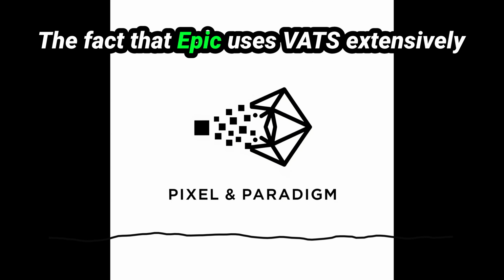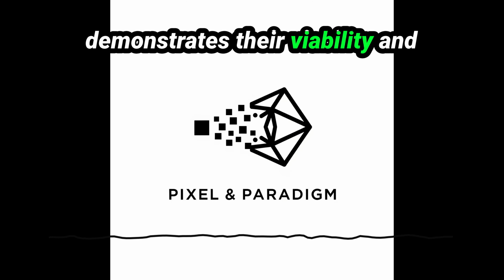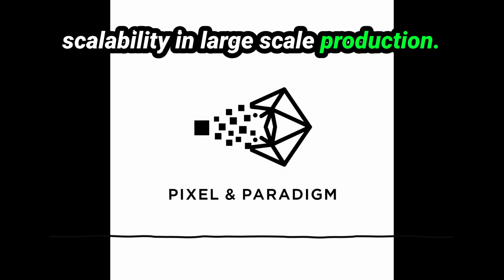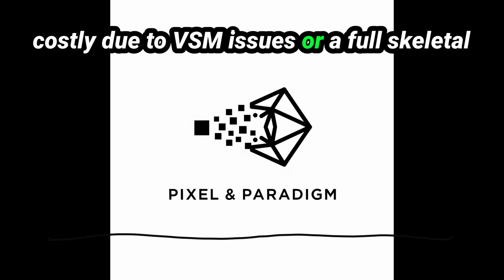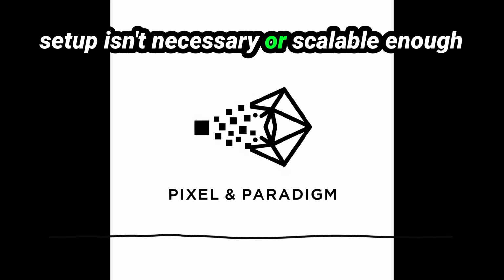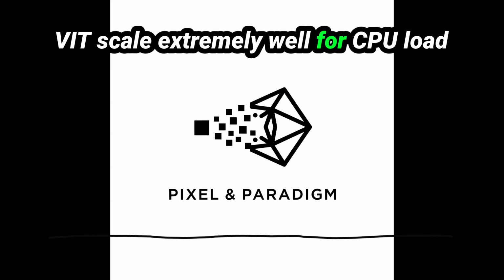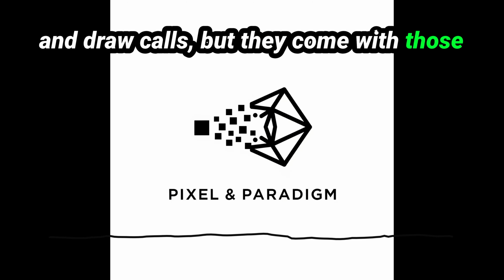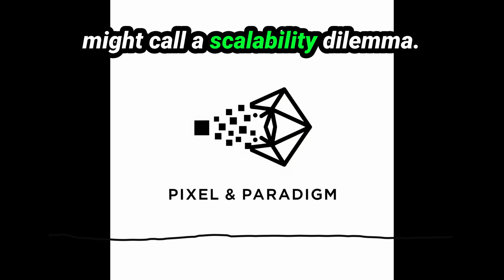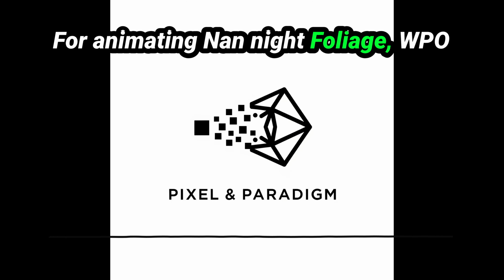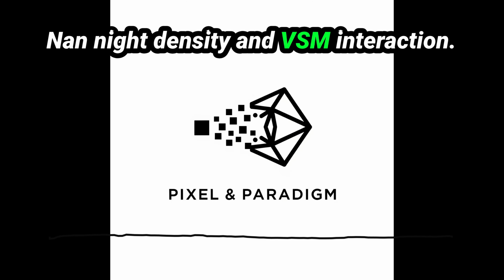The fact that Epic uses VATs extensively for animating trees in Fortnite demonstrates their viability and scalability in large-scale production, particularly when WPO might be too costly due to VSM issues, or a full skeletal setup isn't necessary or scalable enough for the sheer number of instances. VATs scale extremely well for CPU load and draw calls, but they come with those texture memory and flexibility limitations. So this really creates what you might call a scalability dilemma for animating Nanite foliage. WPO performance degrades significantly with Nanite density and VSM interaction.